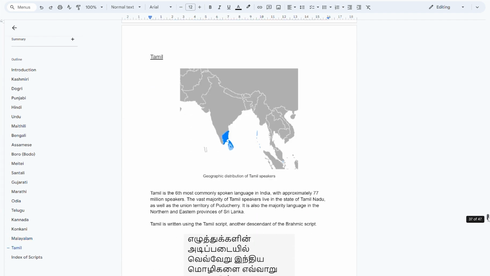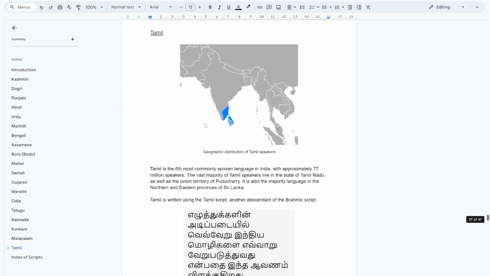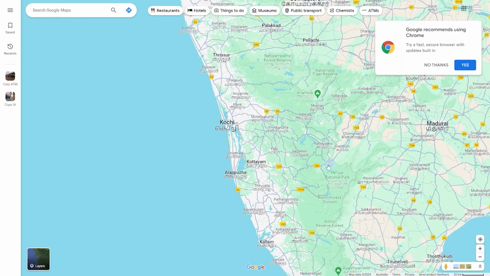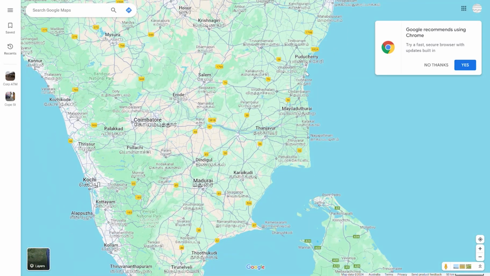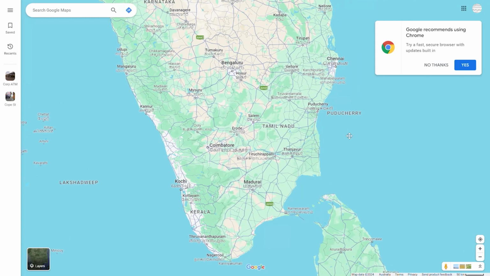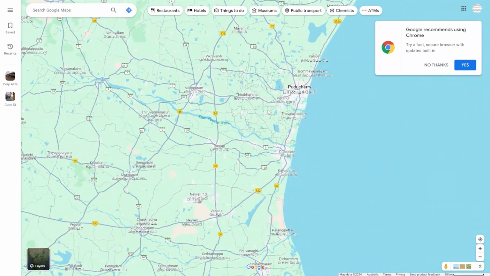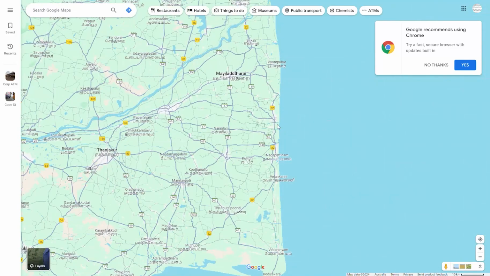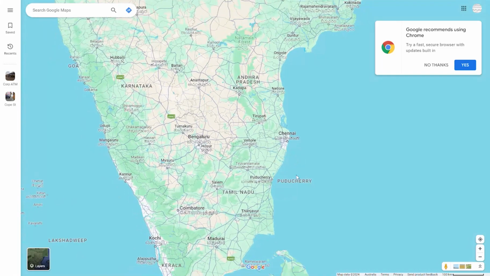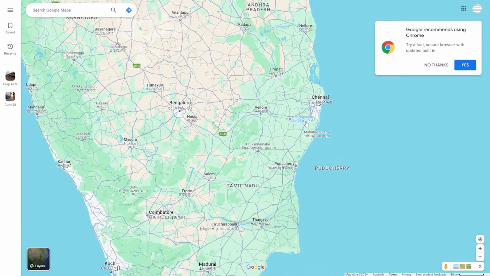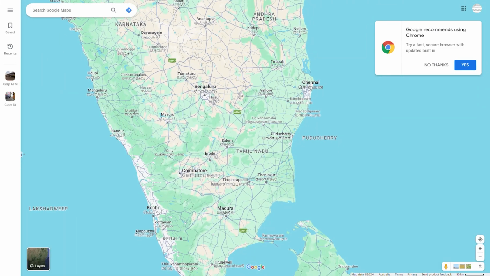So, last but not least, we come to Tamil. Tamil is the 6th most commonly spoken language in India. About 77 million people speak it, and the vast majority of Tamil speakers live in Tamil Nadu, as well as the Union of Puducherry, which is mostly a bunch of coastal cities. So this is Puducherry. I think there's also one other city somewhere, I forget where, that's also part of Puducherry, but essentially those are all surrounded by Tamil Nadu.